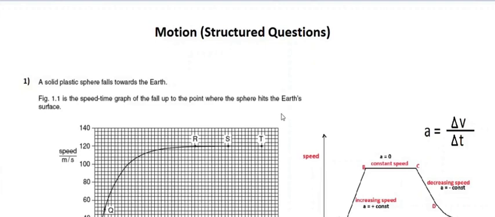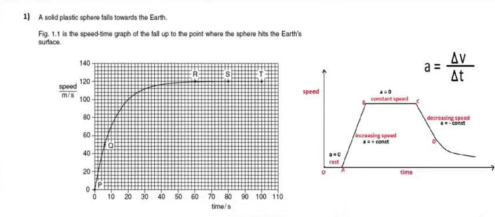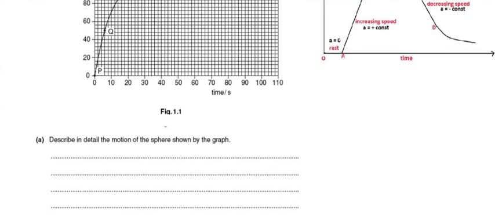Now we will see the structured problems in motion. So you can see here question number 1. A solid plastic sphere falls towards the earth, and figure 1.1 is the speed time graph of the fall to the point where the sphere hits the earth's surface. And question number 1 is: describe in detail the motion of the sphere shown by the graph.